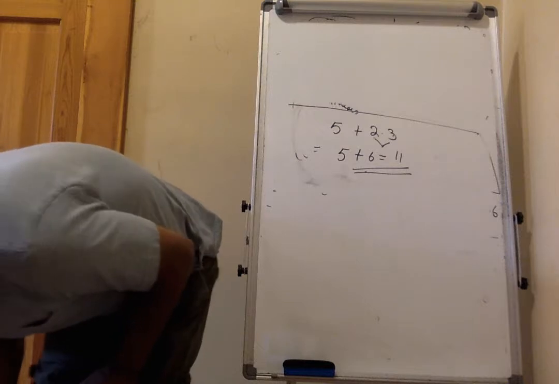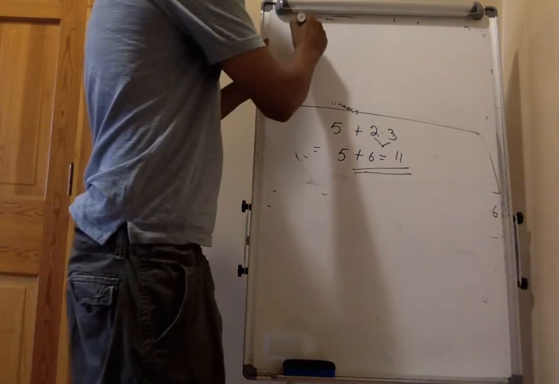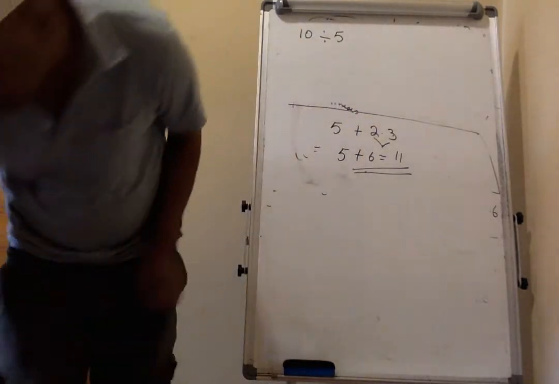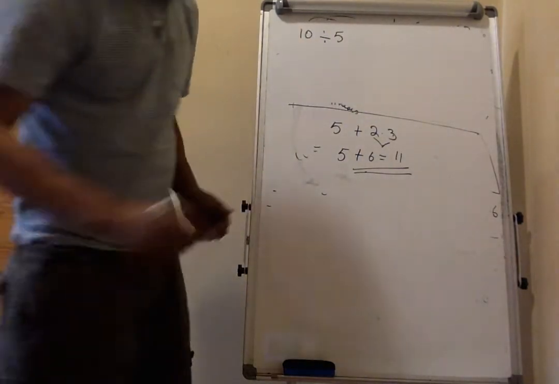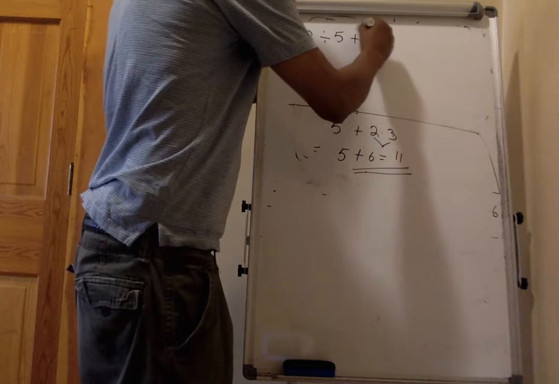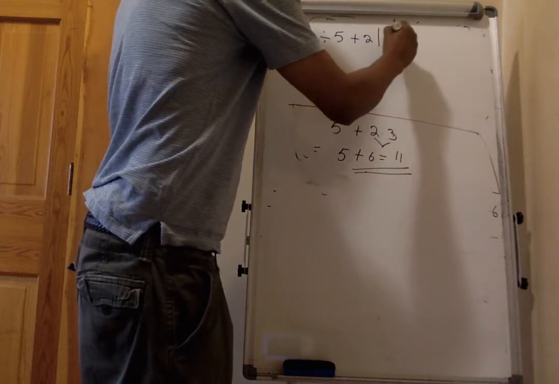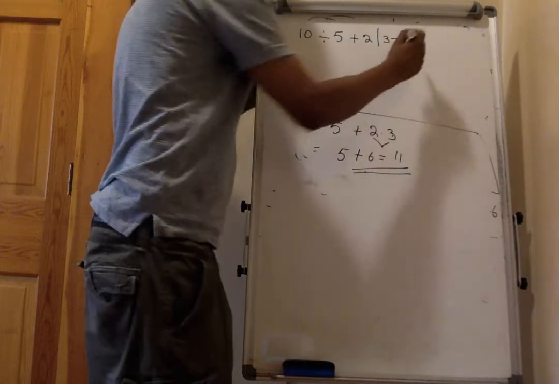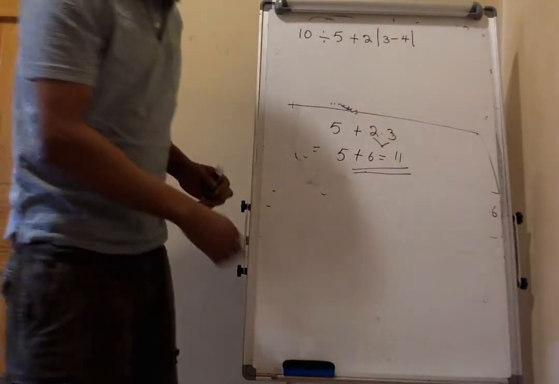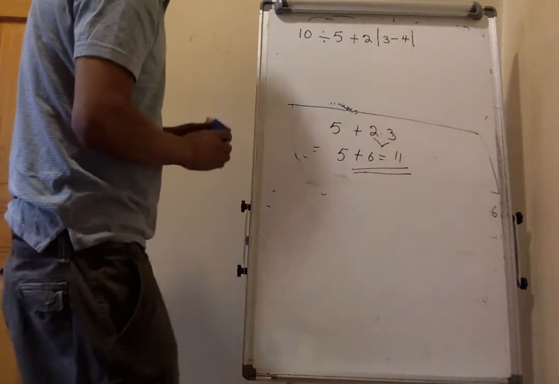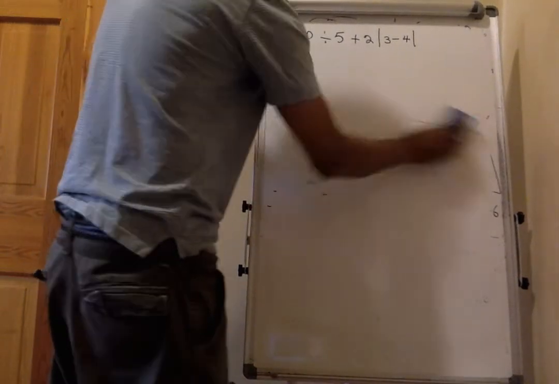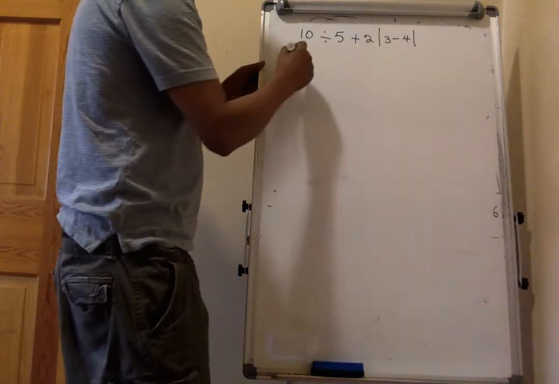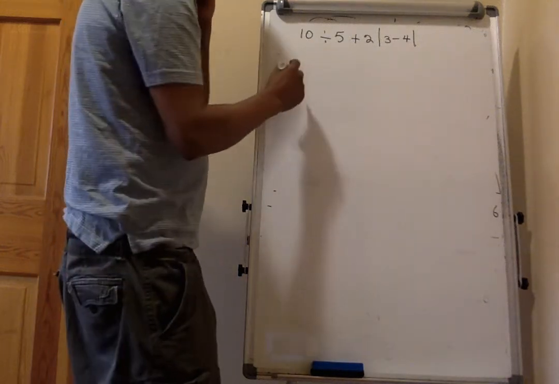Another one we could do, so now you have 10 divided by 5 plus 2, and then the absolute value of 3 minus 4. Oh, by the way, probably I might not have told you about the absolute value, but I assume that you will be knowing. So before we do that, the absolute value means what?